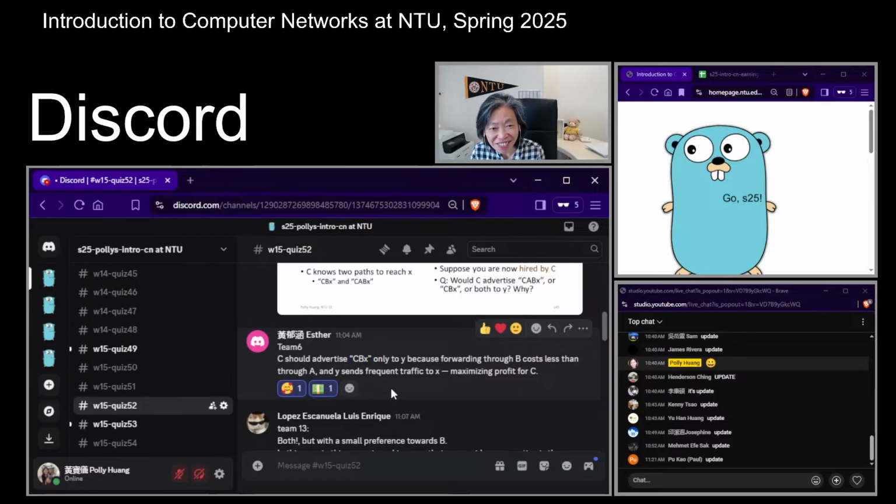I think there's a certain confusion here, guys. Okay, Team 6: C should advertise CBX only because forwarding through B costs less than through A. C is a magical company. I don't know if you guys have observed, C is actually charging A and B to forward traffic. So C charges A more than C charges B.